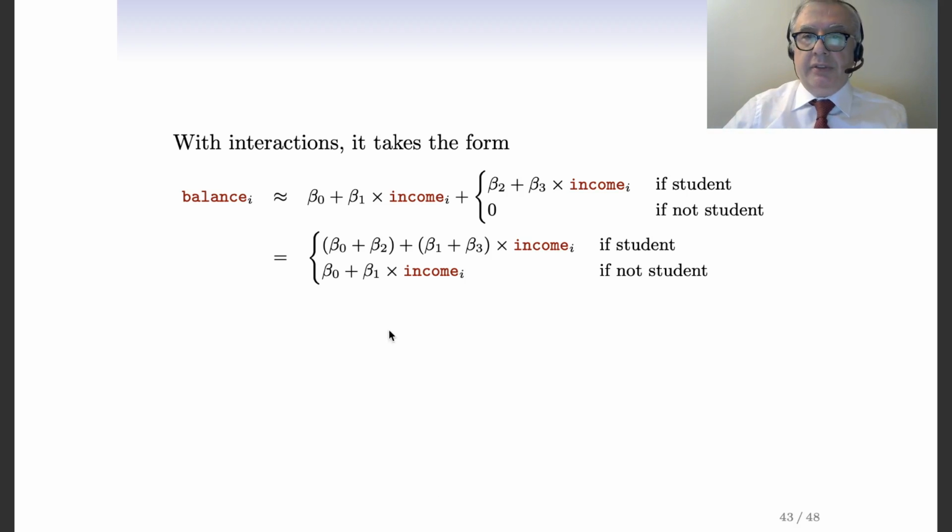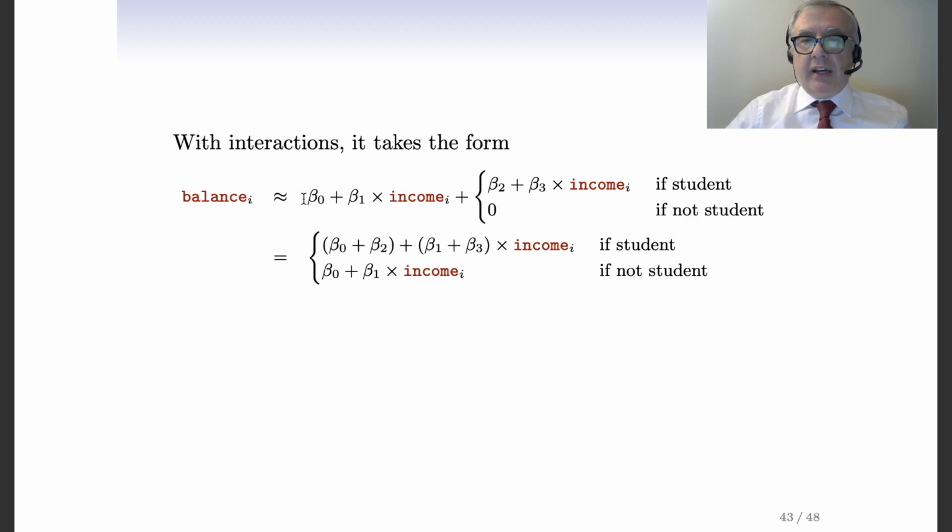Now, if we introduce interactions, the model will be written in this way. So we need a new parameter beta 3, that is the parameter for interaction between student and income, and we have beta 0 plus beta 1 times income, this is the main effect, and then we have beta 2, okay, which is the dummy variable for student, and then we have beta 3 times income. Beta 3 is the variable that accounts for the interaction between the binary variable student, not student, and income. So in this case, beta 3 will multiply income if we have a student, and instead, if we don't have a student, we will have 0.